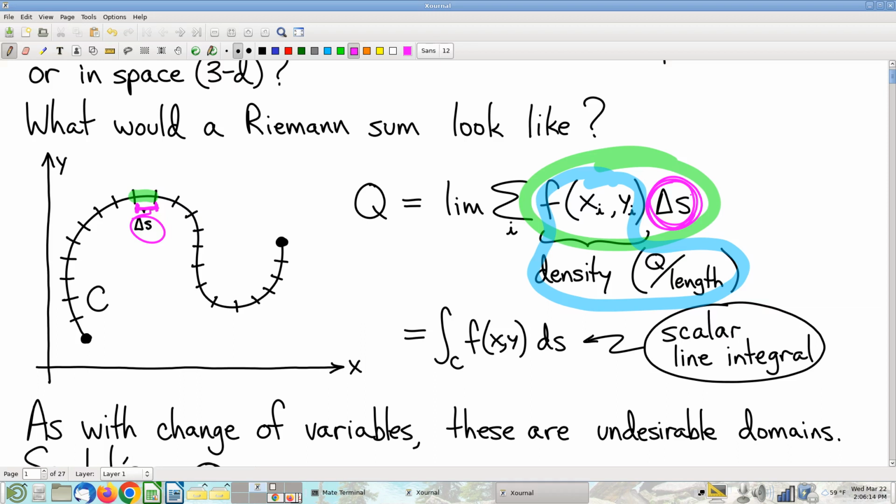Okay. Maybe forget about the river. Maybe this is a bent piece of metal. How would I compute how much mass is in this little piece? Well, mass per unit length times length. Same basic strategy, right? So what's eventually going to be our integrand is always going to be quantity per unit length, whatever the quantity is. That's going to get multiplied by length, delta S.